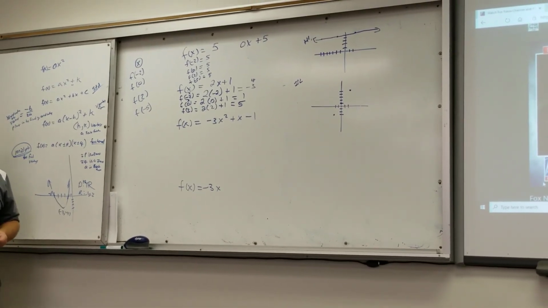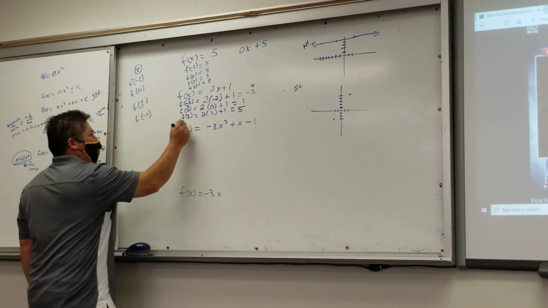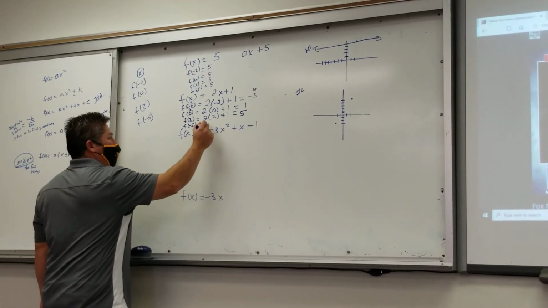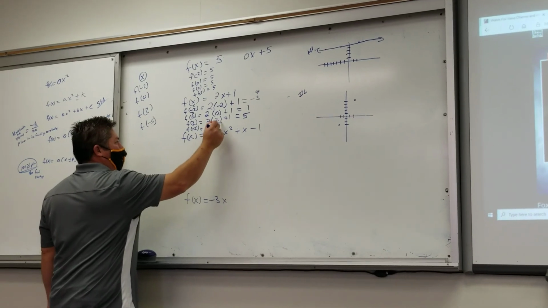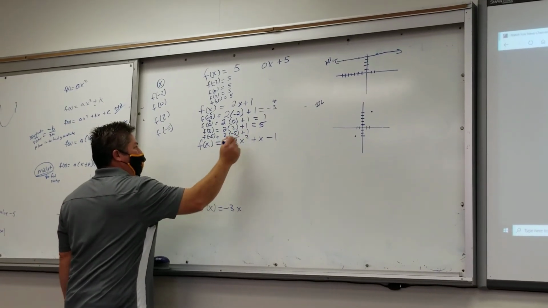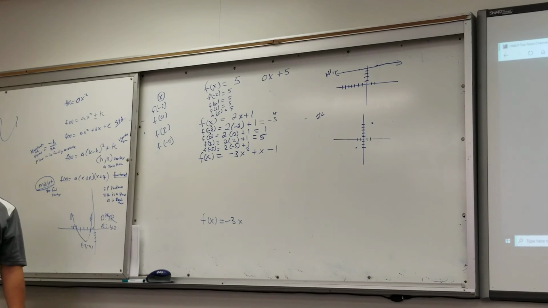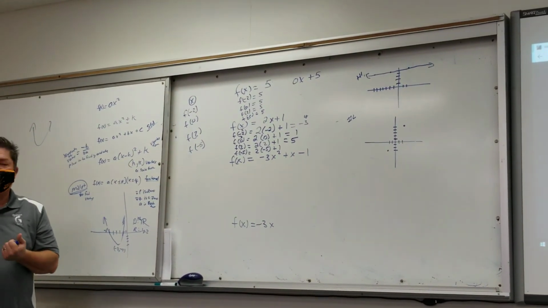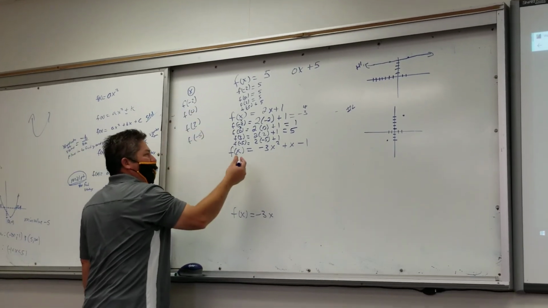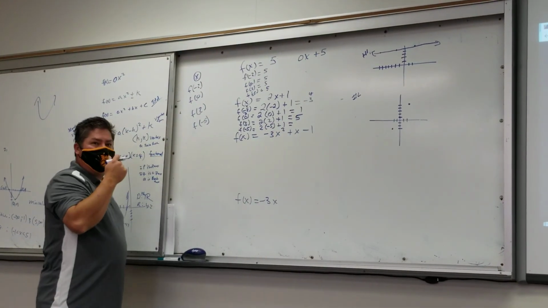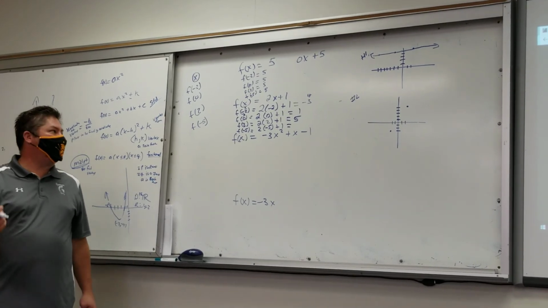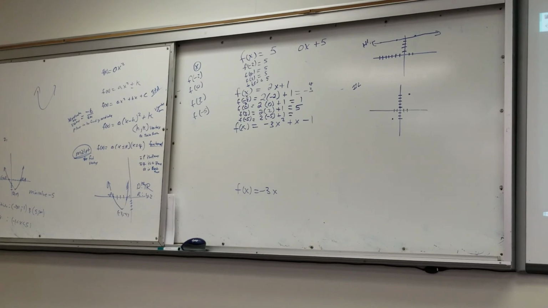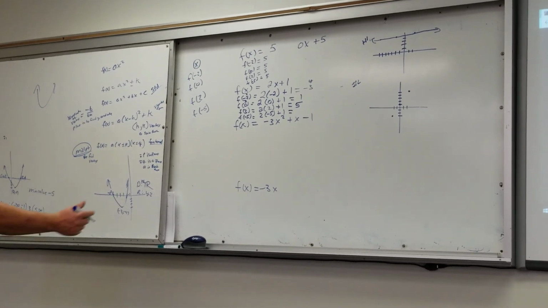Plug in what? -5. So let's go f of -5. Okay? 2 times what? -5 plus what? 1. Notice the 2 and the 1 stay in there the whole time. I'm replacing the x. Don't leave it in there, replace it with these values given out to the side. What's 2 times -5? -10 plus 1 is -9. Everybody with me? So now I have -9.